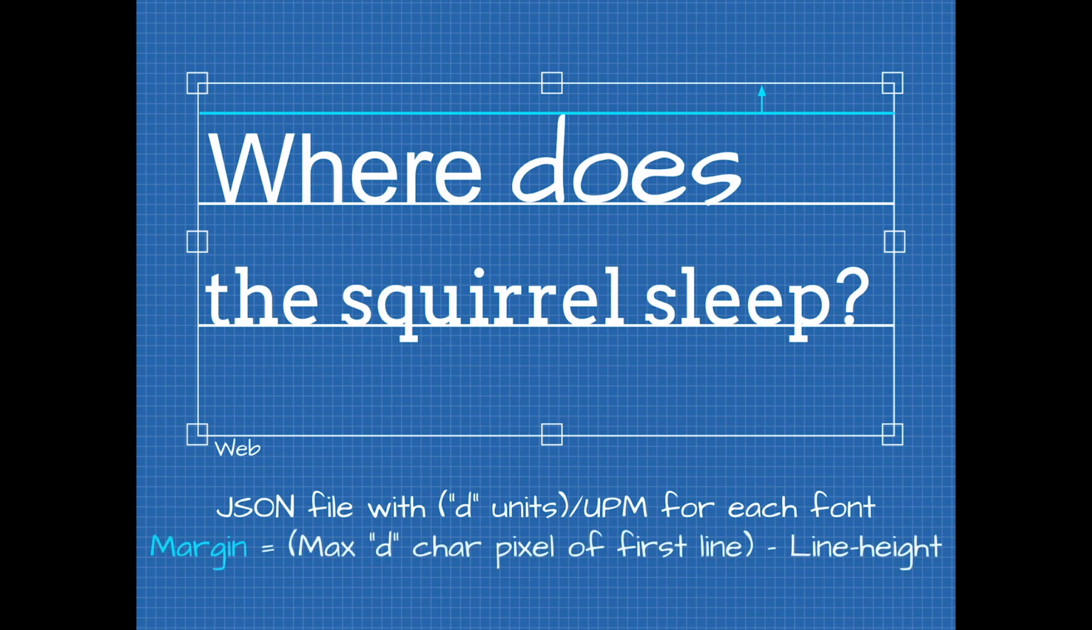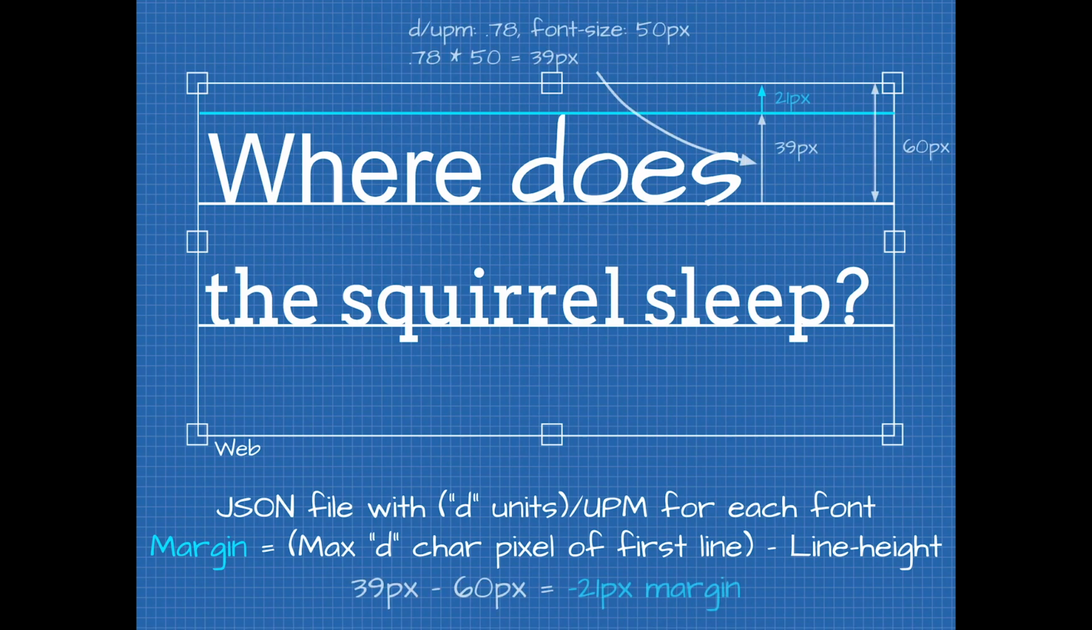And then to calculate the margin, I get the max character D value for the first line and subtract the line height. And so in this case, it'd be 39 minus 60, and I get negative 21. And that will be my margin for that first line.